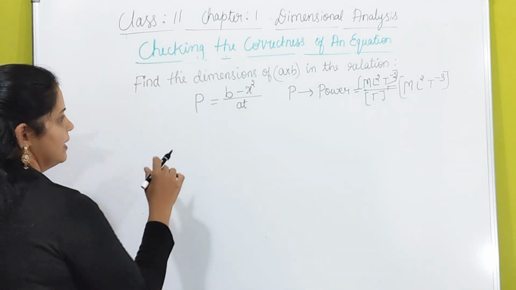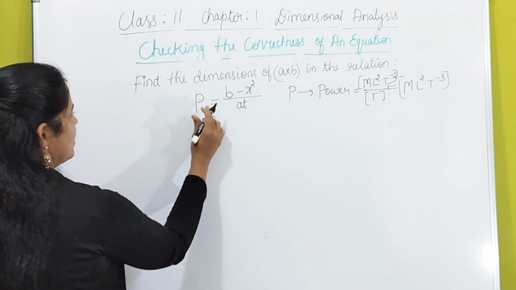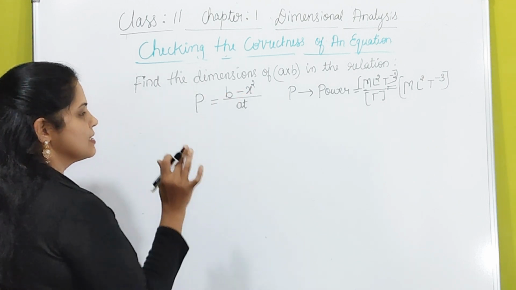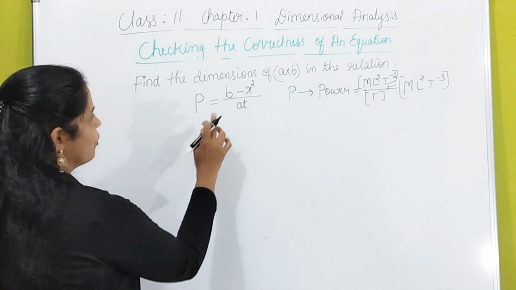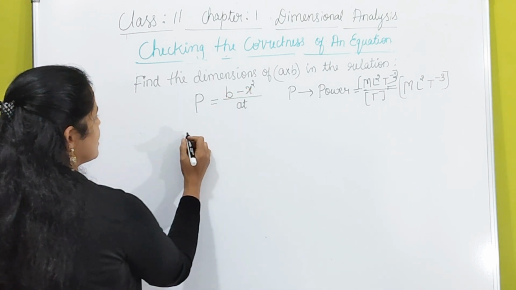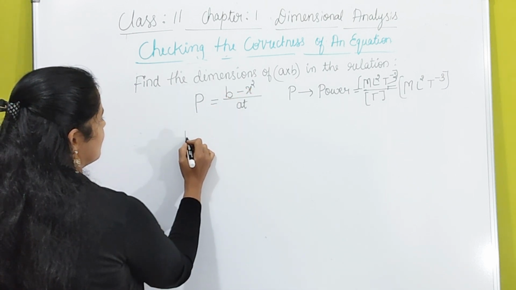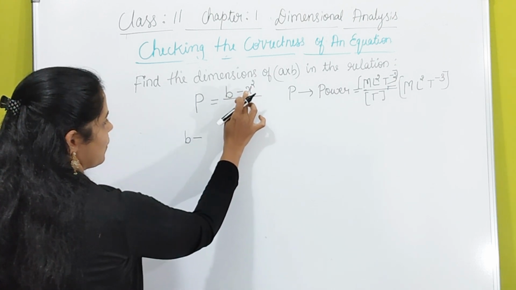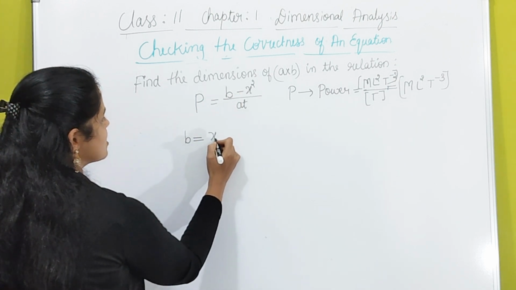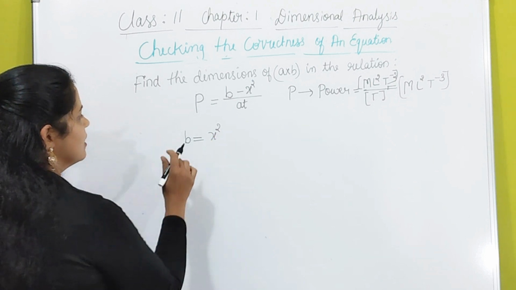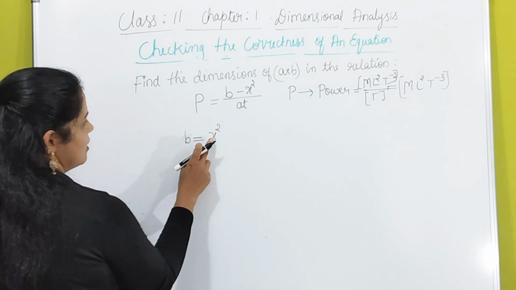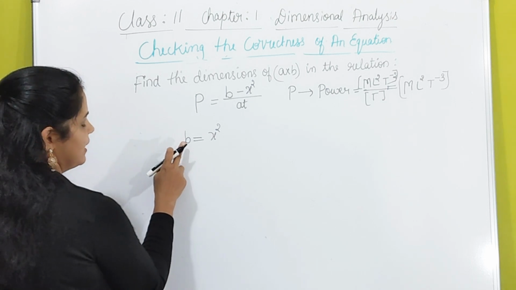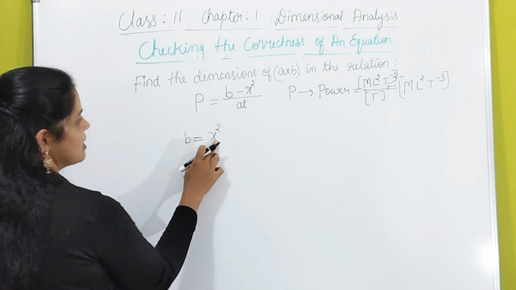X is displacement, T is time. So we know that we can add or subtract or multiply same physical quantities. Therefore, here B minus x square. See, we have subtracted x square from B, means B and x square should be same. Right? The dimension should be same. These two must be. I don't know what is B. B is unknown quantity. So that should be same as x square.